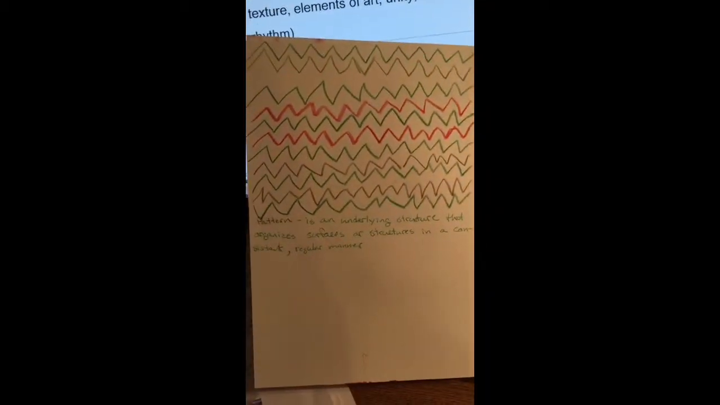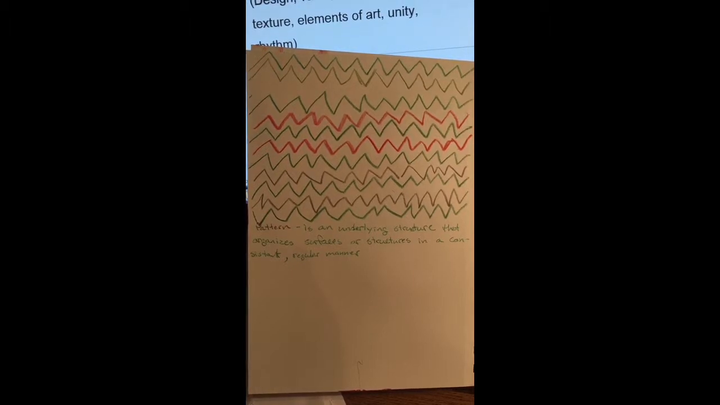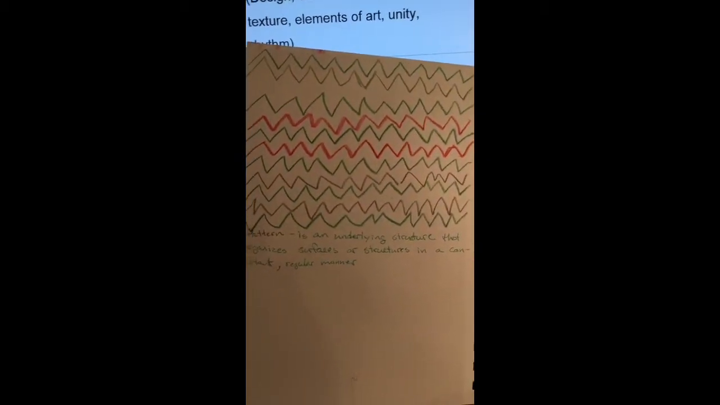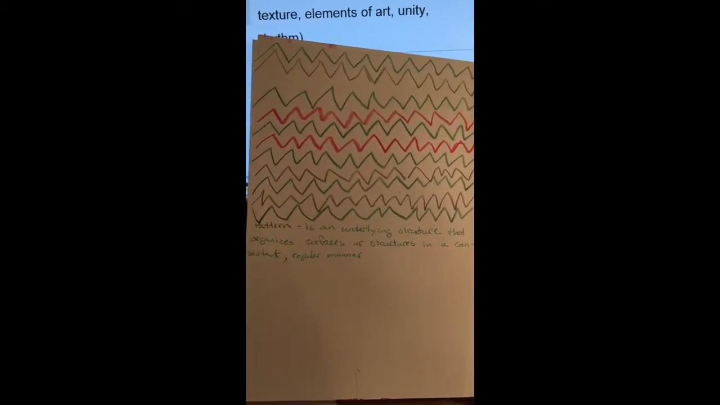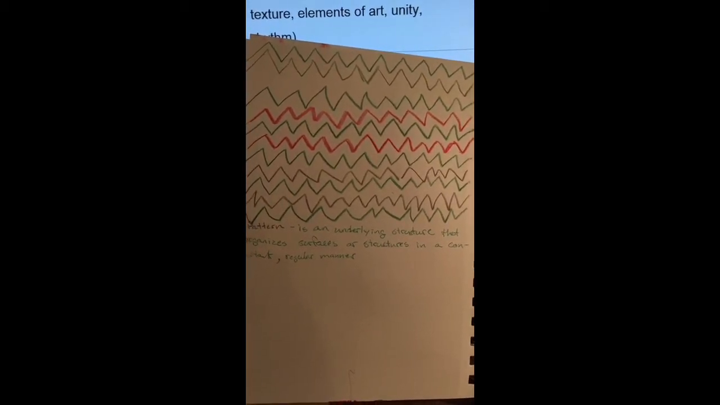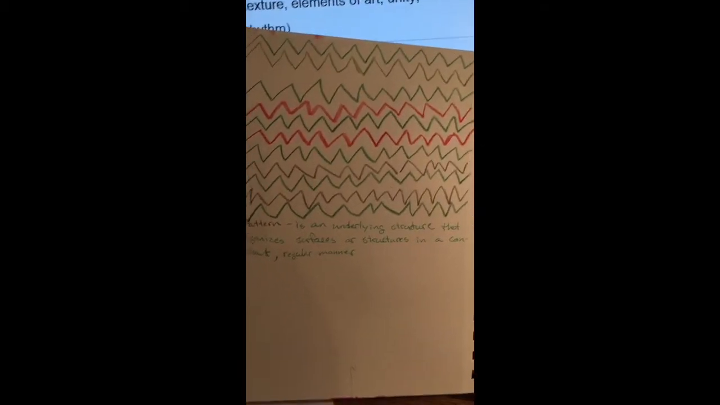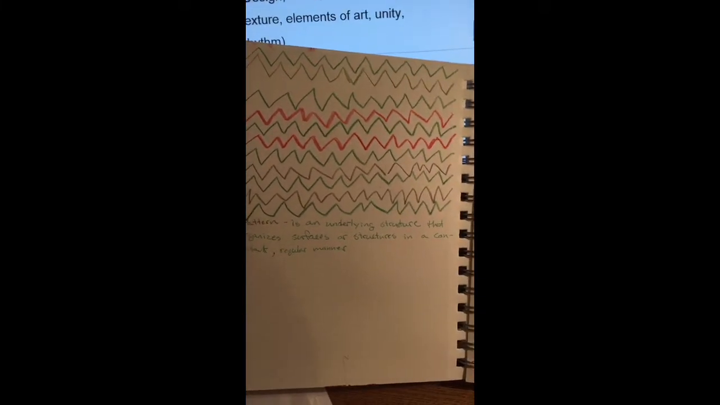The next one is pattern. Pattern is an underlying structure that organizes surfaces or structures in a consistent and regular manner. This was a hand-drawn pattern. I think it's easier to do pattern with, let's say, a ruler to make the lines even, and then continually make a pattern that way. I gave it a shot, but this is what I pictured in my head when I saw a pattern.